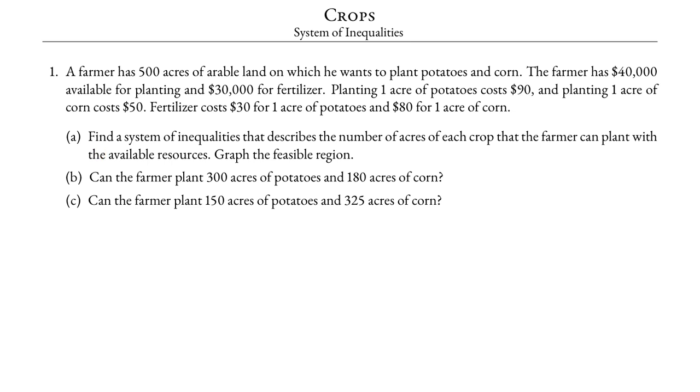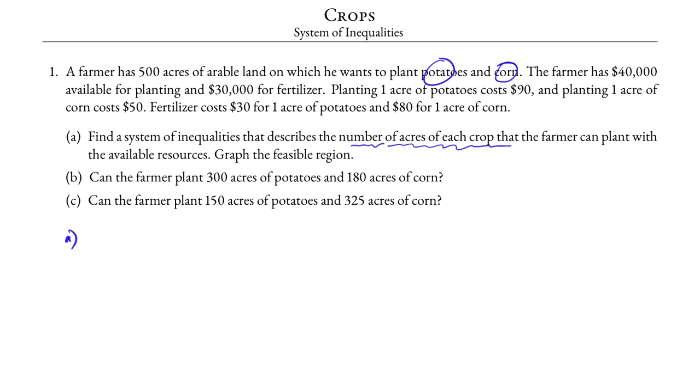Part A. Find a system of inequalities that describe the number of acres of each crop that the farmer can plant with the available resources. Graph the feasible region. The question is asking us to specifically find the inequality to describe the number of acres of each crop. Because of that, we recognize that there are two types of crops. One is potato and another one is corn.